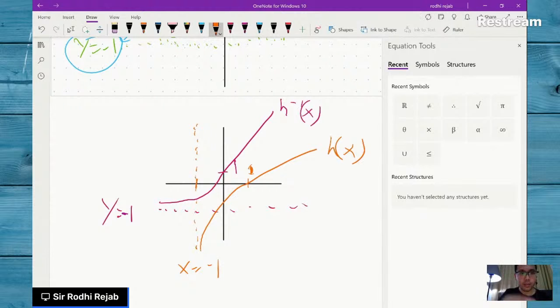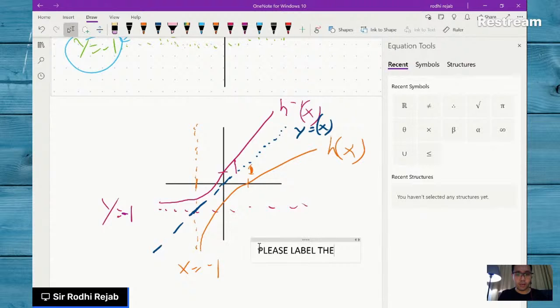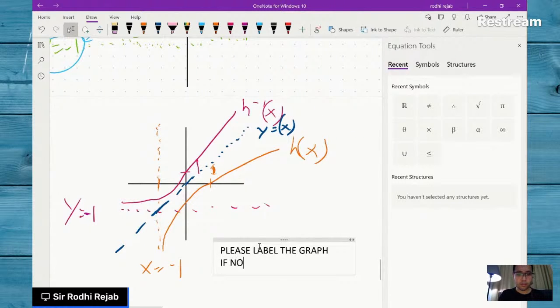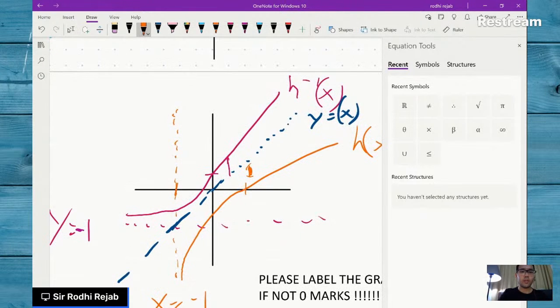Oh, we are not yet done. Since this is an inverse graph, we need to draw this inverse line. You need to pass this intersection point, and so on, where y is equal to x. You need to label all of them. If you don't label all of them, then you are so dead. I need to write it down over here: please label the graph, if not, 0 marks. And then there's one more that we haven't labeled, x and y.